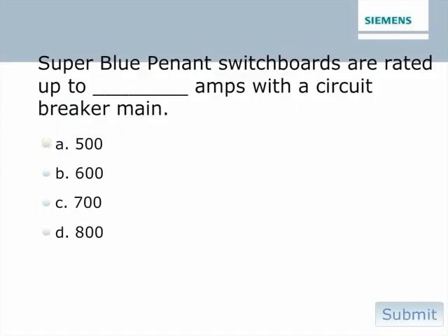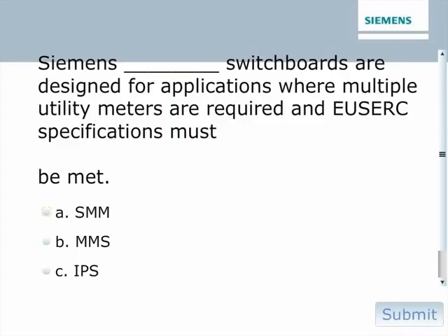Question 19. Super blue pennant switchboards are rated up to blank amps with a circuit breaker main. Is it A, 500, B, 600, C, 700, or D, 800? Question 20. Siemens blank switchboards are designed for applications where multiple utility meters are required and USERC specifications must be met. Is it A, SMM, B, MMS, C, IPS, or D, BCT?